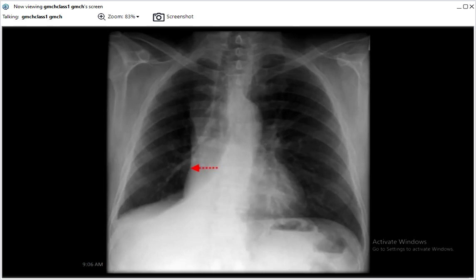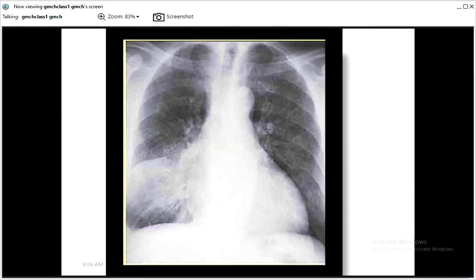So what are the other things in support of collapse? The trachea is shifted to the same side. If this were effusion, we said that it is doubtful, there may be slight blunting of the costophrenic angle, and the trachea should have been shifted to the opposite side. So all these features lead to this X-ray's diagnosis of a right lower lobe collapse.